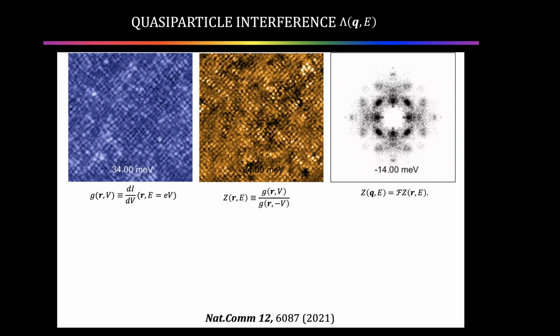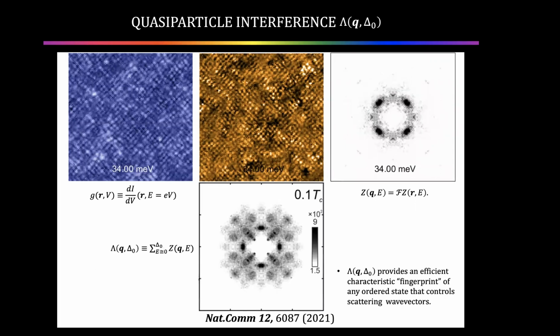Well, there's a lot of action there as a function of energy. So what Fujita showed us how to do is to integrate over energy and just combine all possible scattering processes into one image. This image is called lambda in our business. It's a way of showing all different scattering processes over all the energies where scattering interference is observed. It's an efficient way to fingerprint scattering interference, if you have a model for identifying an ordered state which would produce that interference pattern.